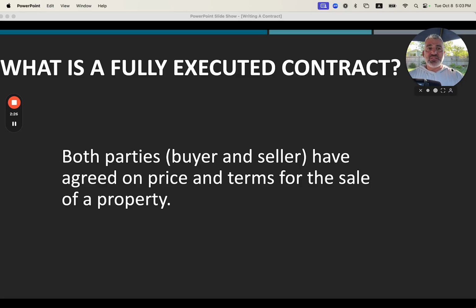You do not have an executed purchase agreement. You do not have a deal that you can wholesale. You do not have a deal that you can shop to other people, or a deal that you can close on. It's so important for you to understand that you have to have the purchase agreement signed by both parties, both you and the buyer or seller on the other side. So please understand that. It's so important to make sure you have a fully executed contract before you go forward doing anything.